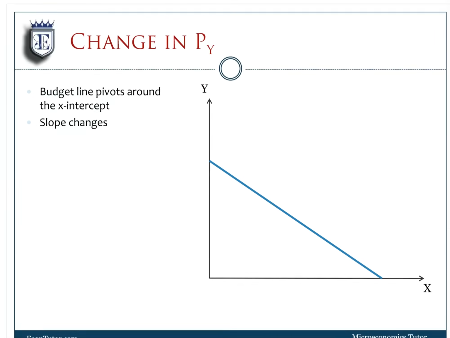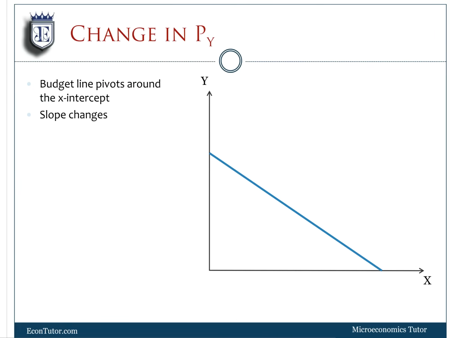Similarly, what happens if the price of good Y changes instead? This one is fixed because the price of good X is not changing. The slope is negative px over py. So if the price of Y decreases, that means I should be able to buy more Y than before, which means this pivots up. So this is going to be I over py prime. So I should be able to buy more Y.